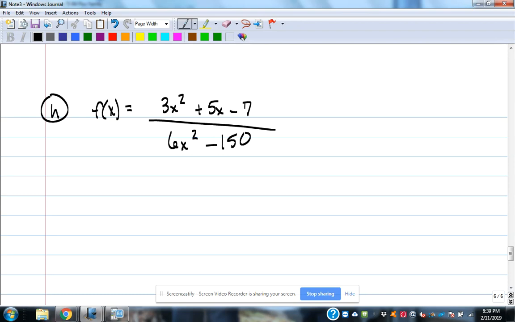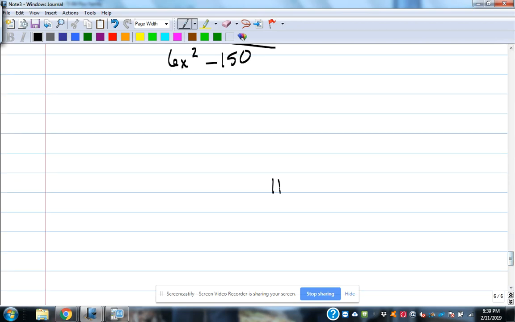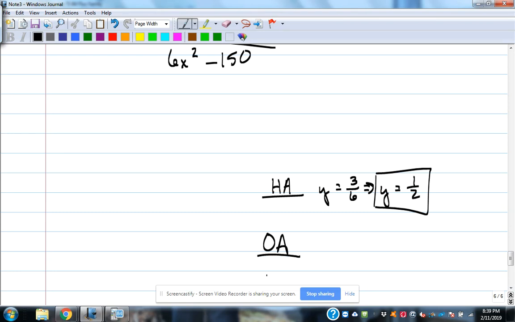So we know before we even start doing anything else that there's a horizontal asymptote at y equals 3/6, which reduces to y equals 1/2. That's what happens. And that tells us that there can't be an oblique asymptote. If there's a horizontal one, there cannot be an oblique one. They do not happen together.